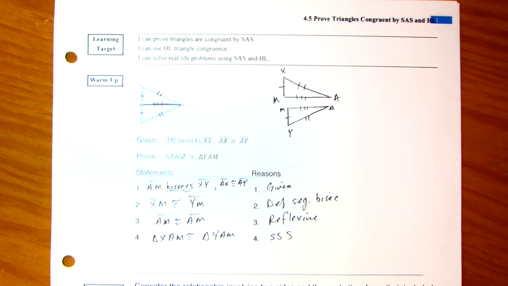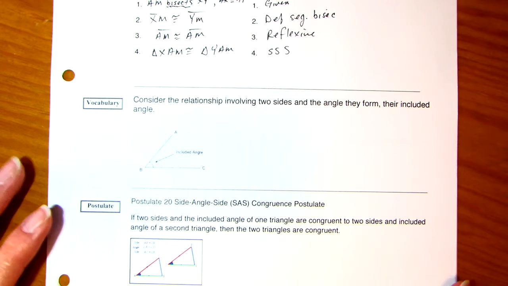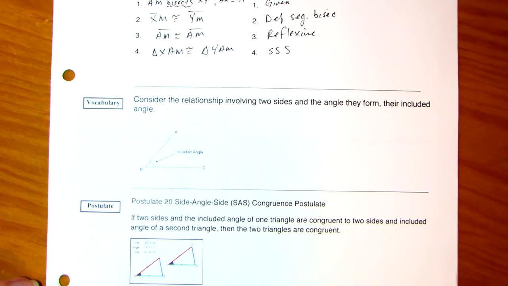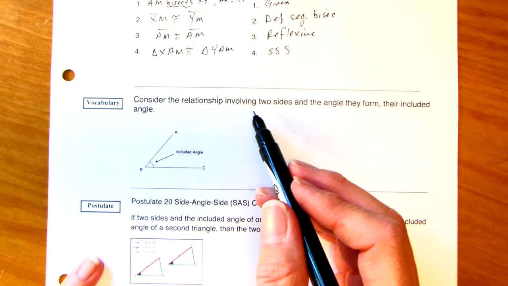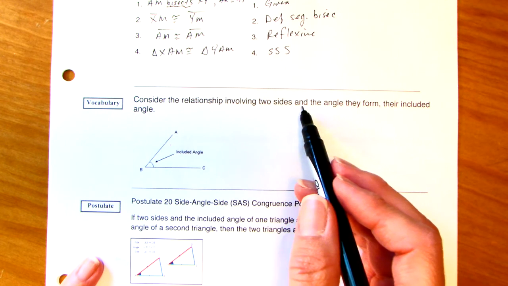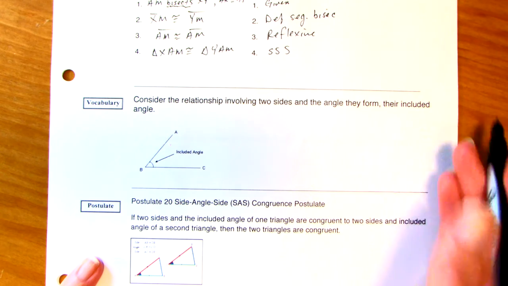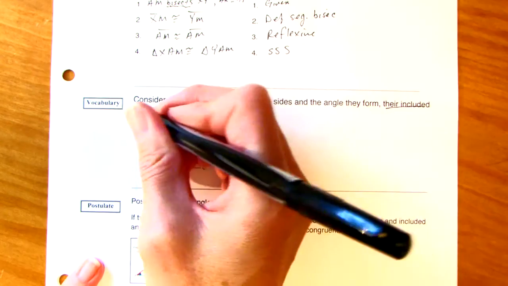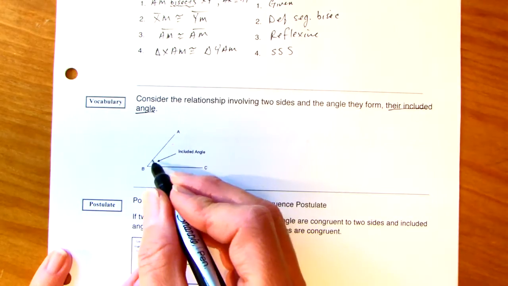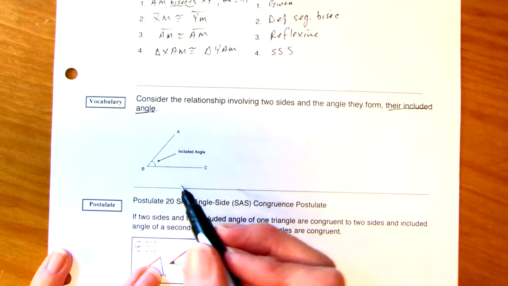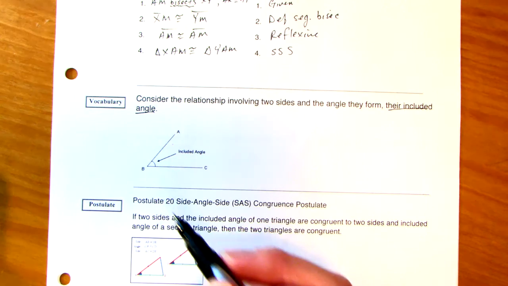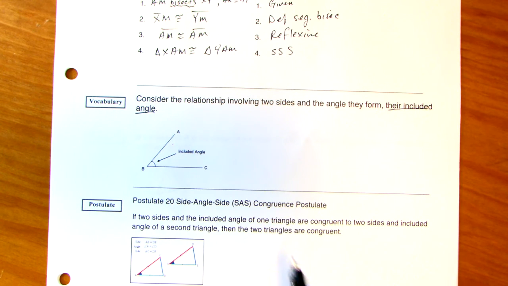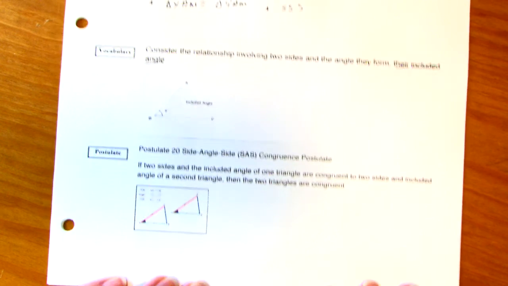Here we go, a little bit more new vocabulary. Consider the relationship involving two sides and the angle they form. That is called their included angle. That's this angle right here. So side AB and side BC make an included angle. We need that. Let me explain why.